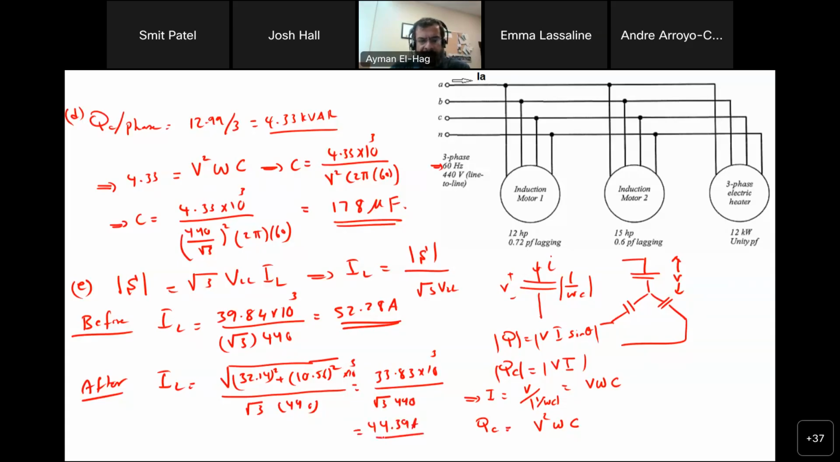44.39 amps. And this is what we know about the theory of this: when I add a capacitor bank, I improve the power factor, and one of the advantages I get is that I will be able to reduce the line current.